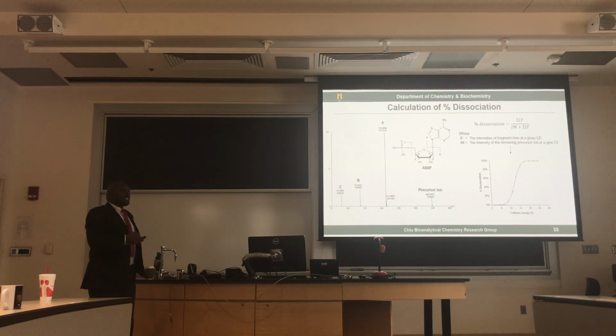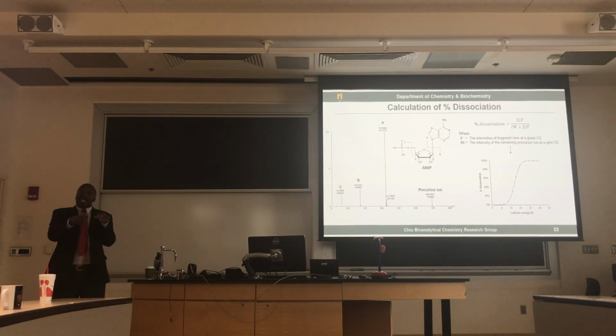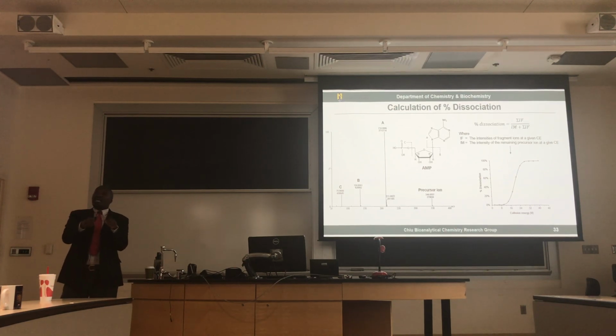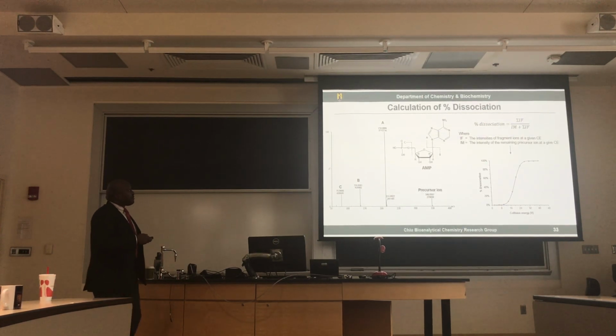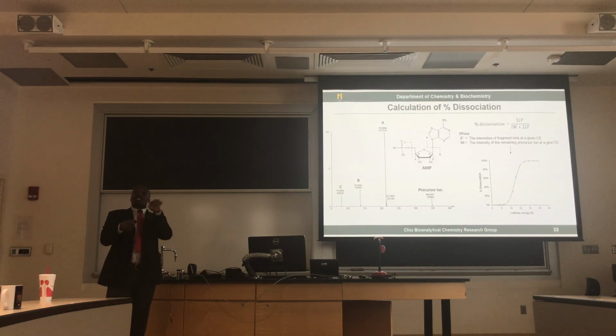What happens is that as you fragment it in the CID cell, you increase the collision energy sequentially until the precursor ion becomes totally depleted. Then you use the intensity of the ions to calculate what we call the percentage dissociation, which is the sum of all the fragment ion intensities, in this case ion counts, divided by the summation of the intensity of the remaining precursor ion plus the intensity of all the fragment ions. Once you do that, you get a percentage dissociation.